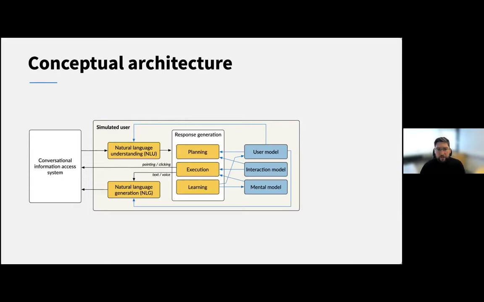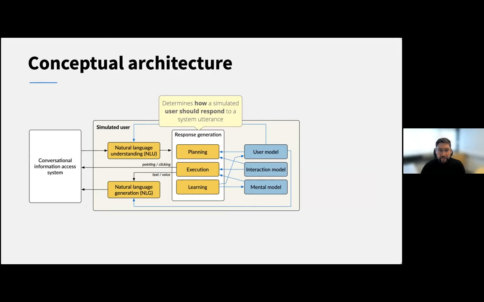So this is a high-level conceptual architecture of this simulator. It has a user model component that represents all personal information related to user knowledge and preferences. There's an interaction model which captures the key actions and decisions and their flow that happen in a dialogue. There's a mental model which captures how a particular user thinks about a given system. And then there's a response generation component that is responsible for determining how a simulated user should respond to a system utterance. It's modeled in three stages.